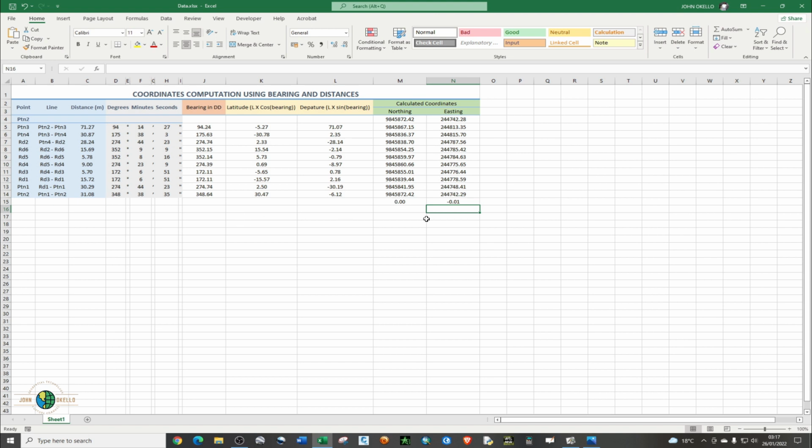And you can see it's actually very easy and simple, and it is the quickest method to use.